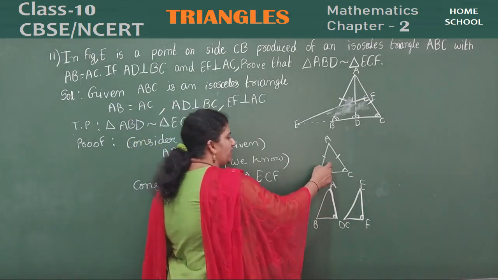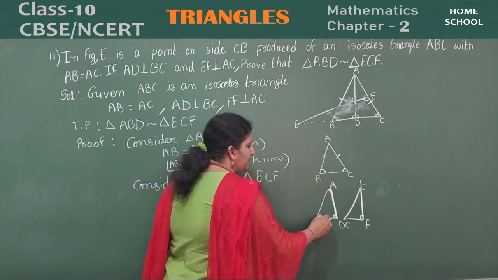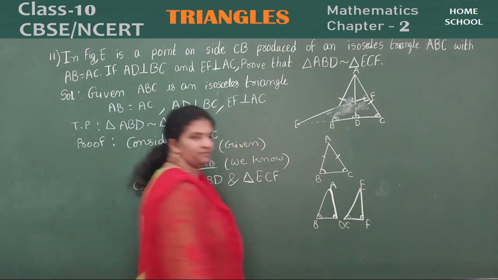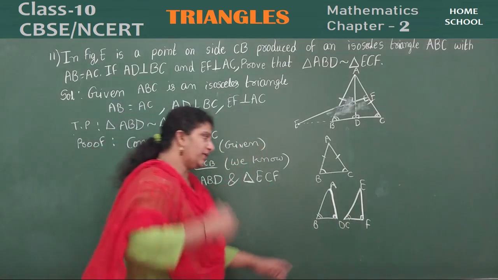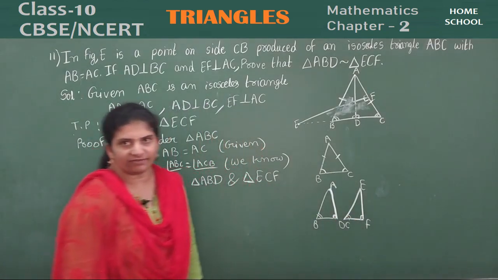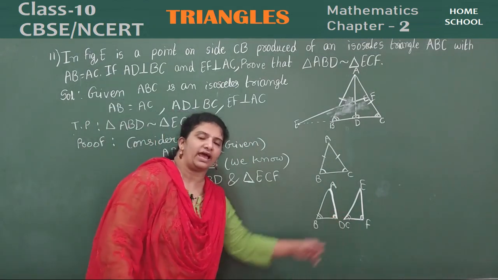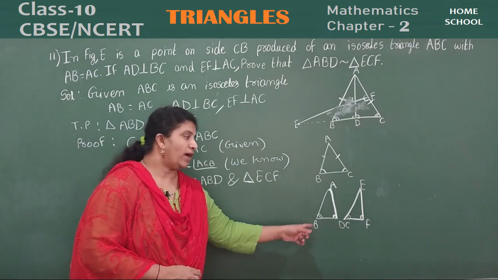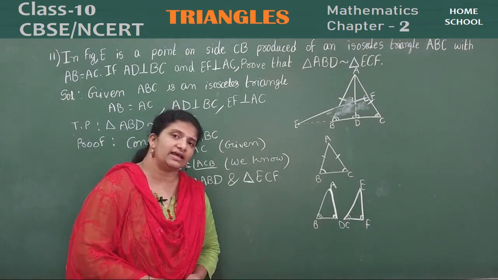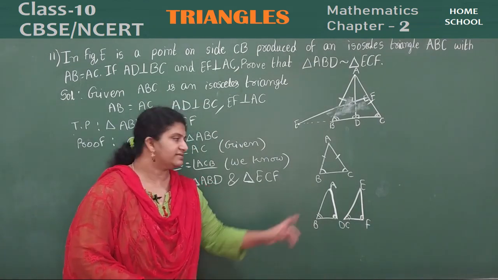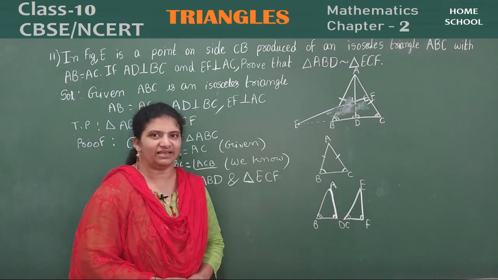Now, by this figure, what can I say? Angle B is equal to angle C, and by the given statement, angle D is equal to angle F. So now, directly I can say by comparing these two triangles, two angles are equal, then by the angle-angle similarity criterion, I can say the two triangles are similar.